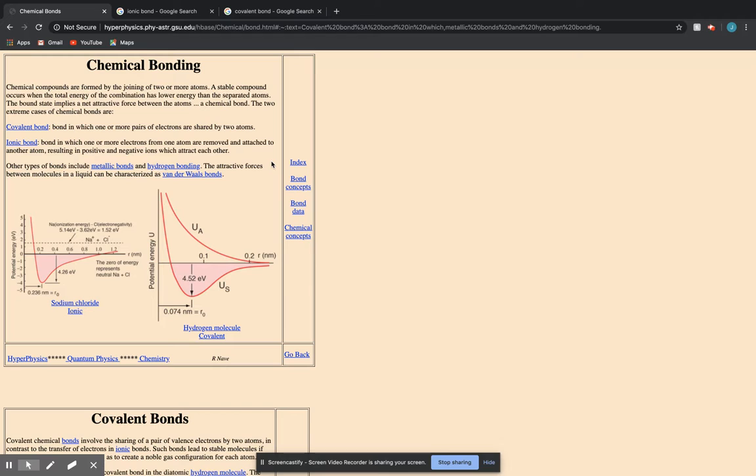There are two other types of bonds, including metallic and hydrogen bonding, and the attractive forces between molecules in a liquid can be characterized as van der Waals bonds.